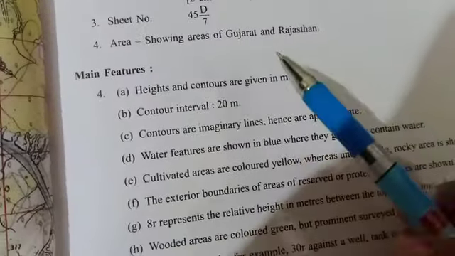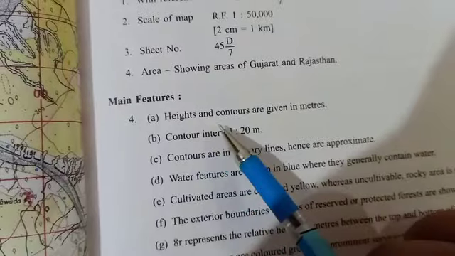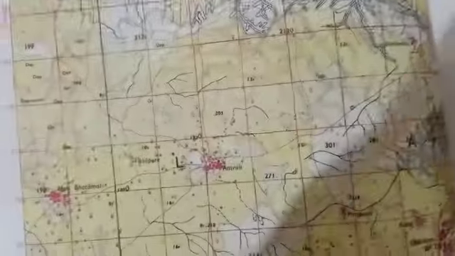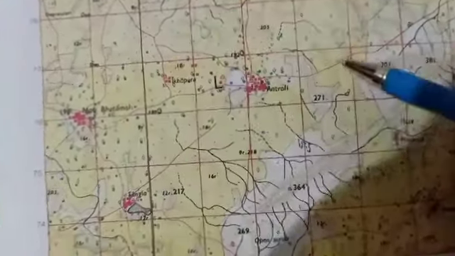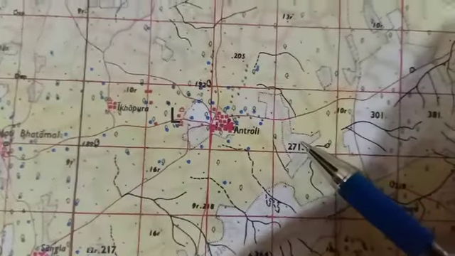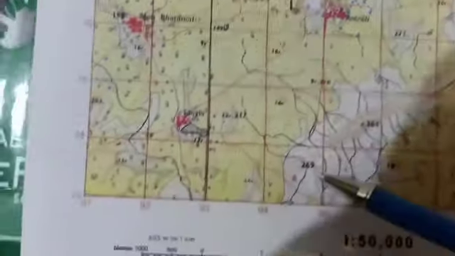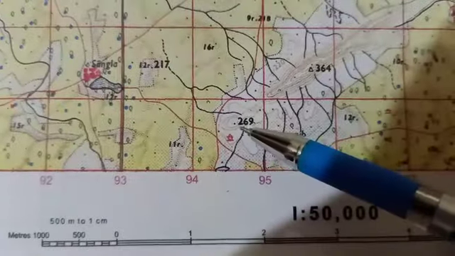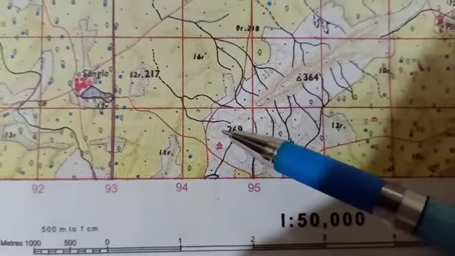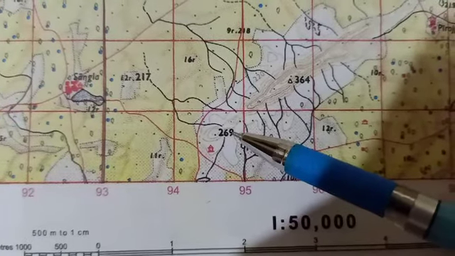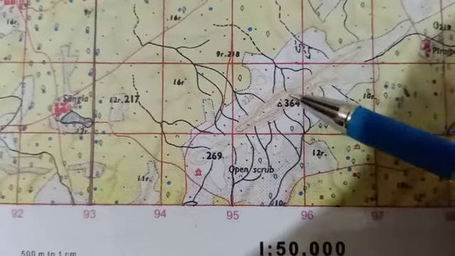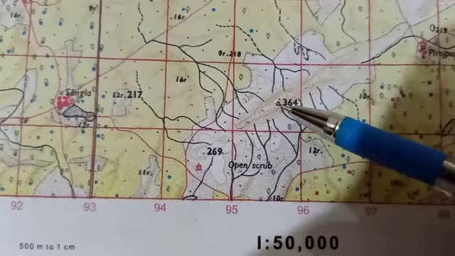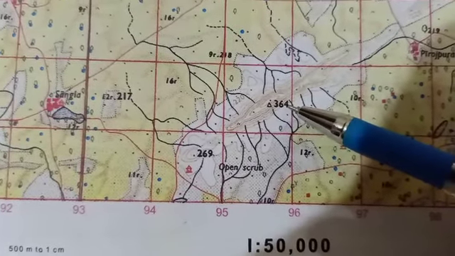Then how is it read? First, you say height and contours are given in meters. So a good number of numbers are written here. You see here 271 is written, then 269 is written. Last day we saw spot height. See, one small dot is made and 269 is written. Then you see 364, a small triangle symbol is made, then 364.